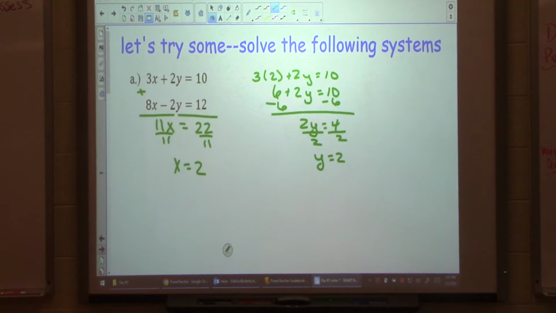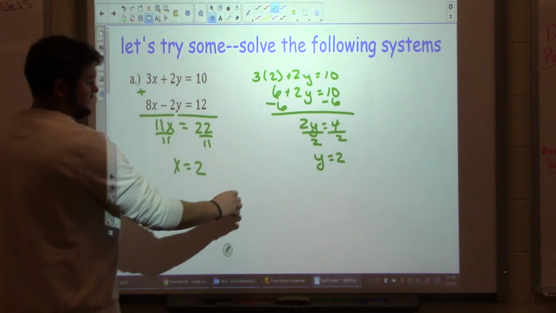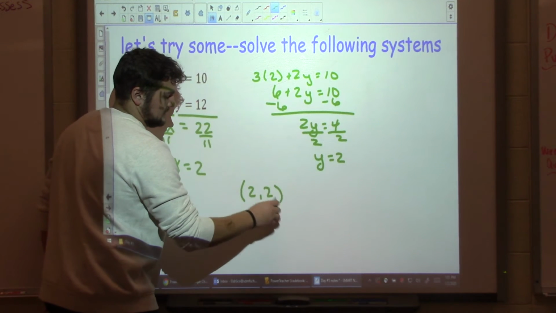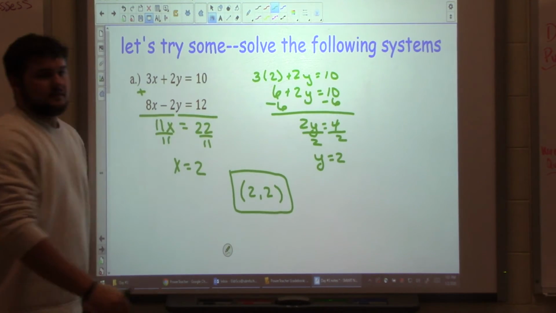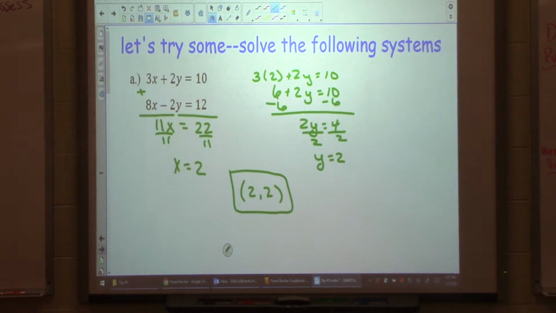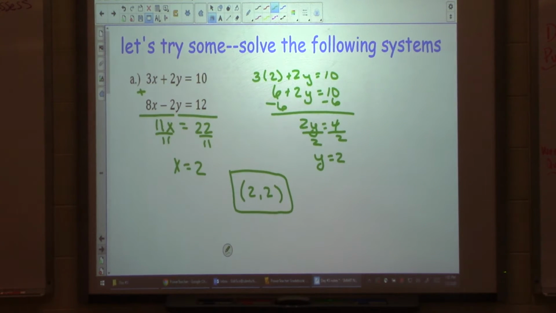No. Write it as an ordered pair, right? 2, 2. Now, if you have time, and it's test day, plug it into both original equations and make sure they come out to true statements. Right? It should always work in all your equations if it's going to be your solution. Okay? That wasn't so bad, was it? No. Okay, should we try another?